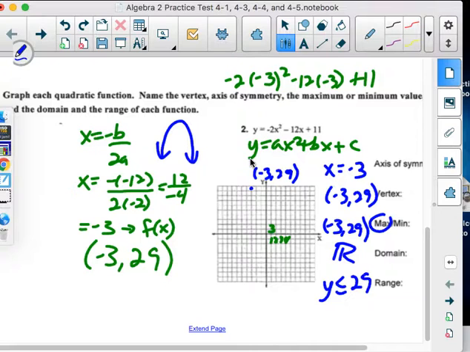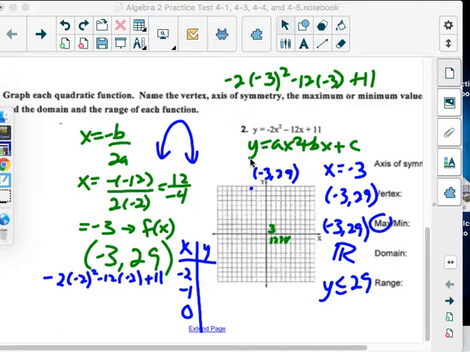And now we would need some more points. So what we would want to do is make a table and put some numbers in and see what we get. All right, so for negative 2, negative 2 squared is 4. Negative 2 times 4 is negative 8. Negative 12 times negative 2 is 24. So we'd have 24 basically minus 8, which would give us 16, and 16 plus 11 would be 27.